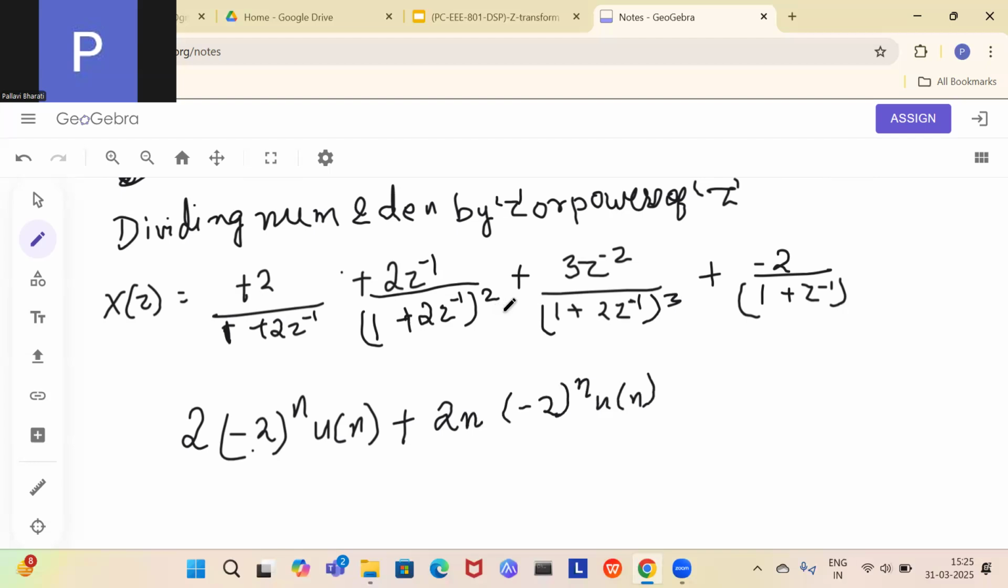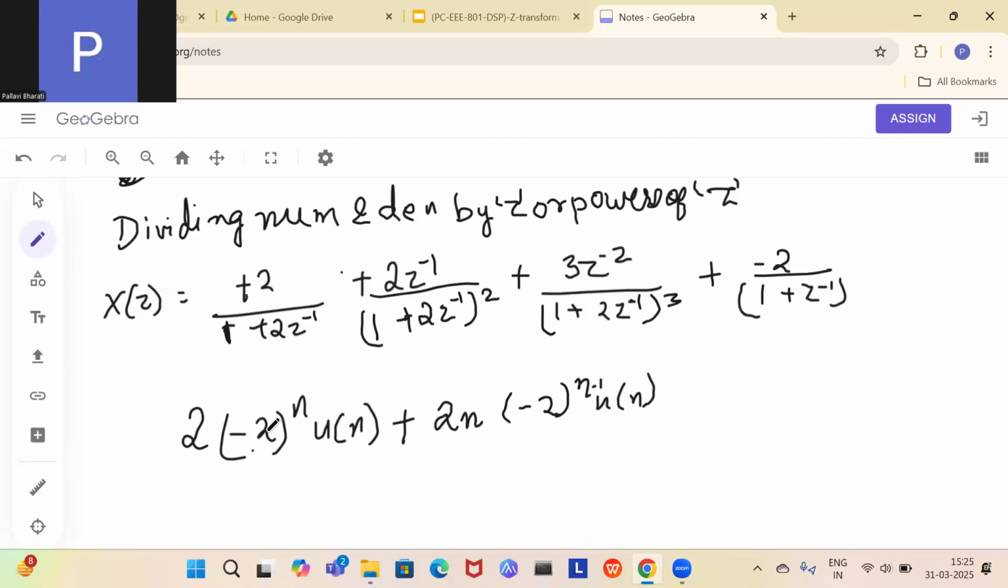Getting the point? Now there is one more important thing, that there is a z to the power minus 1 over here. Now this z to the power minus 1, why is it over here? And how are we going to compensate? In order to compensate this, what we need to do is this is a time shifting, so here also we need to shift it in the time domain. So what we are getting is minus 2 to the power n minus 1.